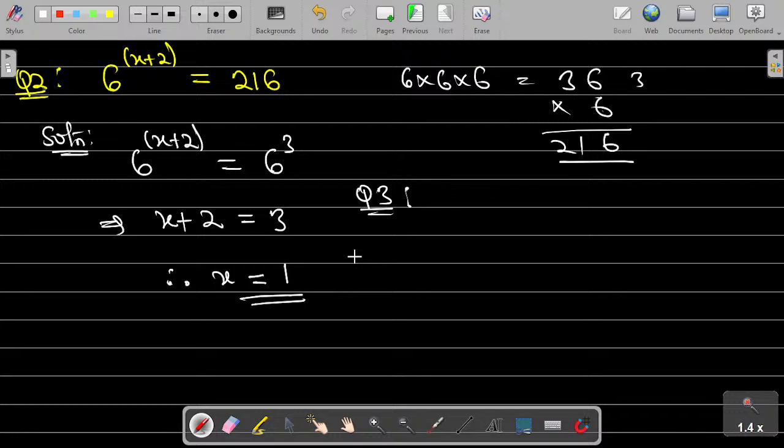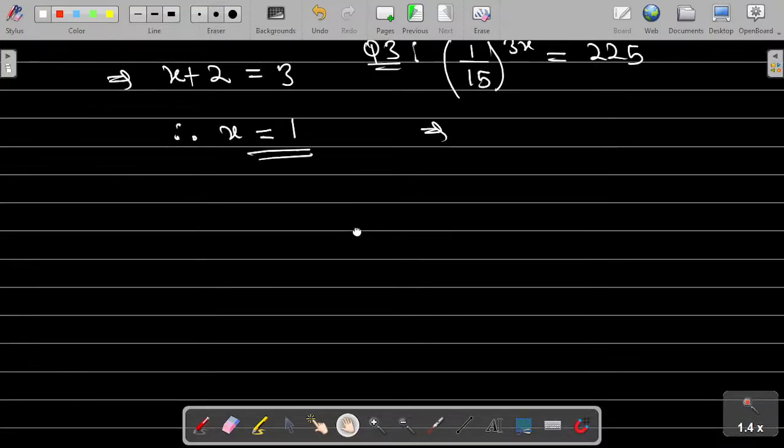So what's example 3? It says you have 1 over 15 all raised to the power of 3x to be equal to 225. I'm going to allow you to do this. In the comment section, let me know what your solution will be, because this is going to be just like the first one we did. 225 can go in base 15. So you can just take both sides to base 15 and then find the value of x. That's very simple and basic.